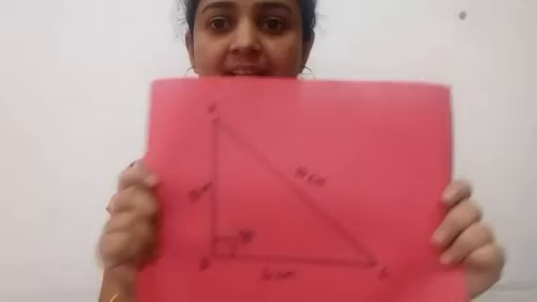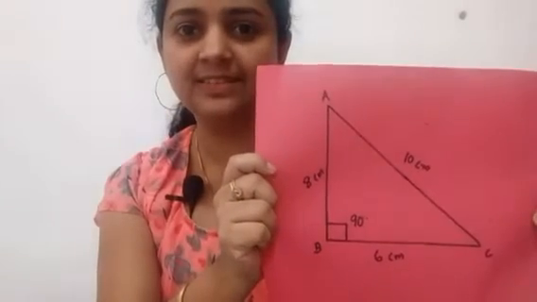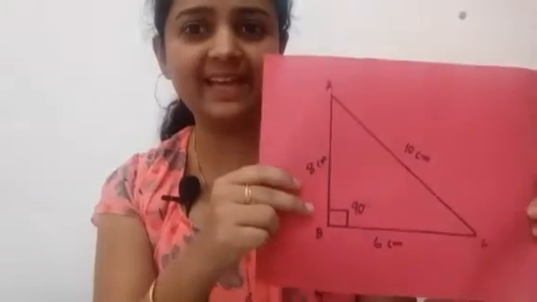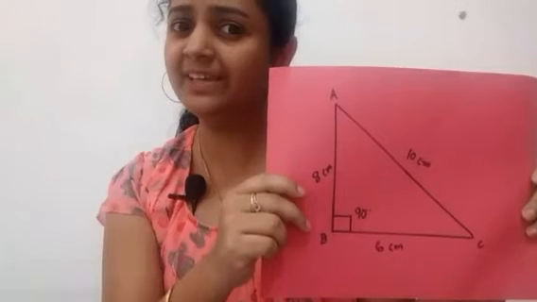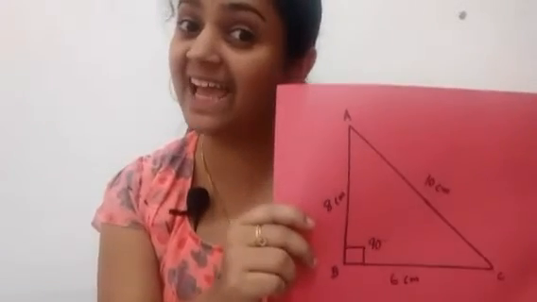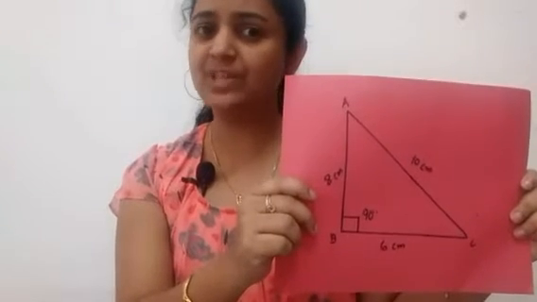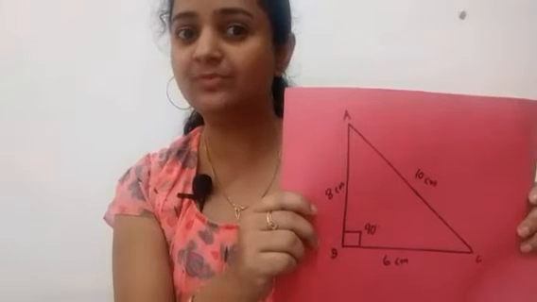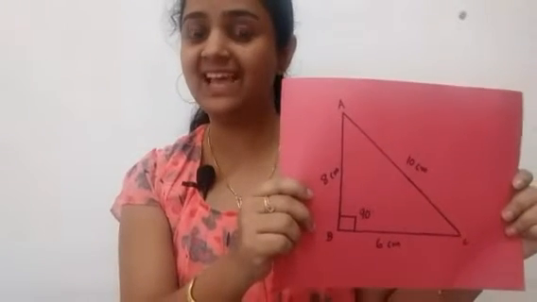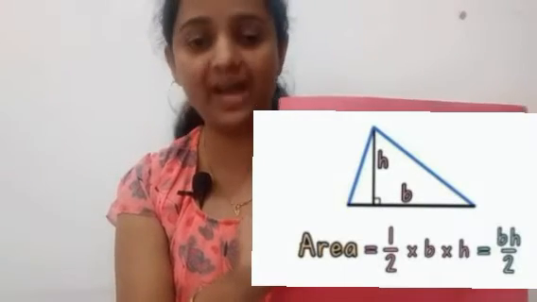Look at this triangle. What type of triangle is it? You can see a right angle here, isn't it? So what type of triangle it will be? It is a right angled triangle. So let me ask you, what is the equation for finding the area of a triangle? You all know. Yes, that is area of a triangle is equal to half into base into height.